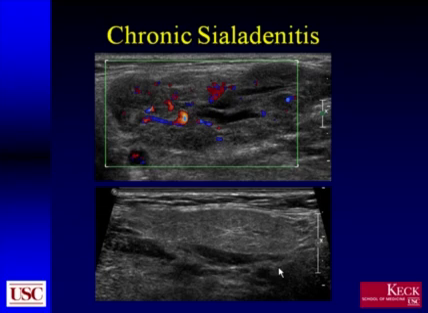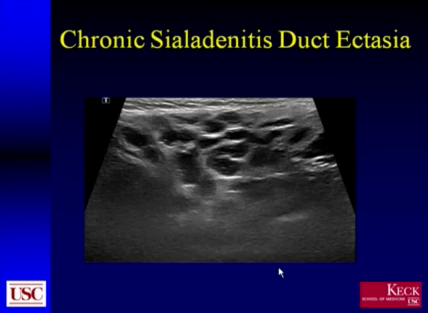Again, a classic appearance here in the upper part of the slide of chronic sialadenitis versus the opposite normal side in the same patient. You can see the nice normal homogeneous appearance of the submandibular gland versus the hypoechoic inhomogeneous appearance on the affected side, which, as is very common, contains various dilated ducts, and again, often stones will develop.